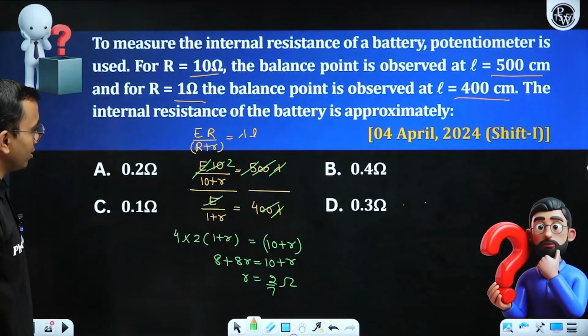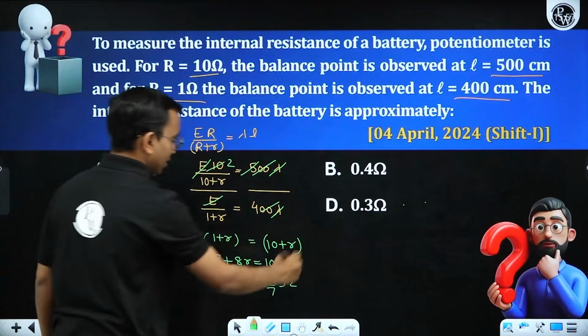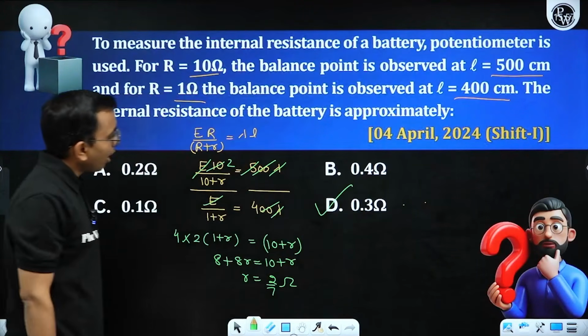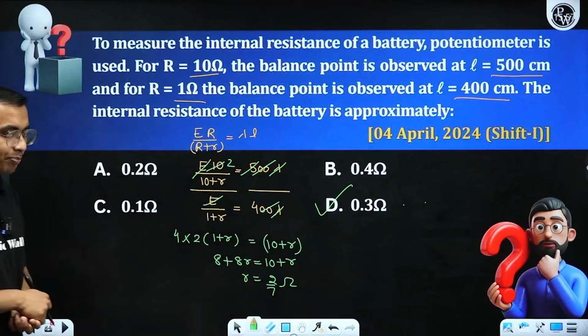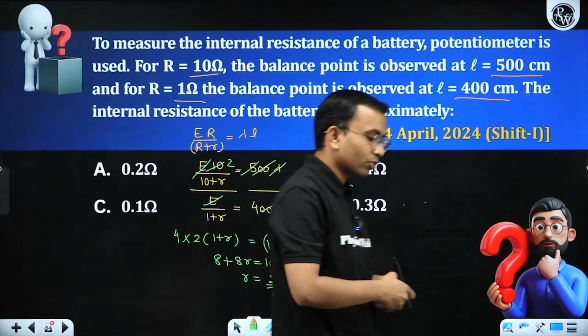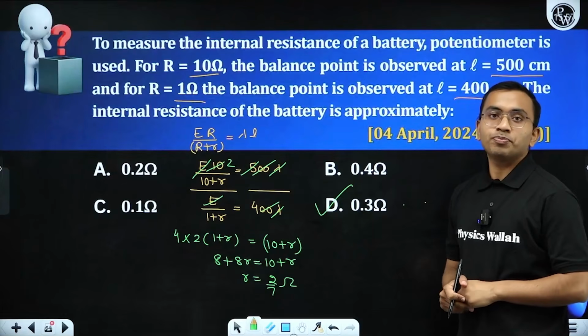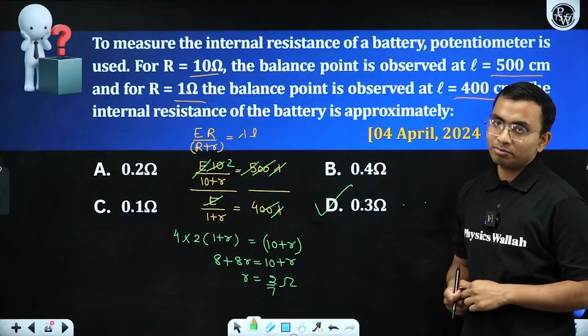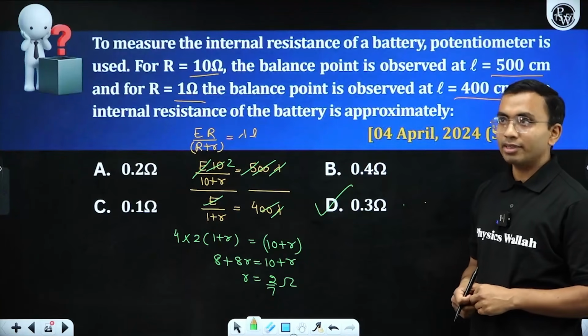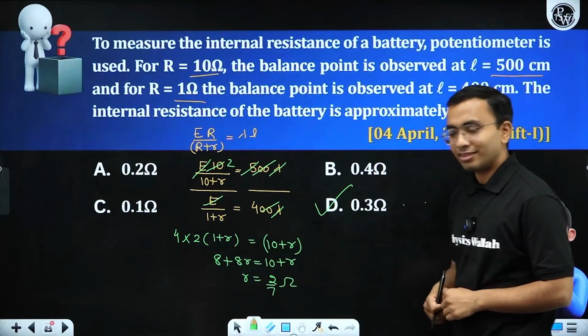How much is that? Approximately 0.3. Approximately 0.3 ohm. Yeah. So instead of just remembering the formula, it is better to understand the concept, because if some variation is there, then you need to tackle that.